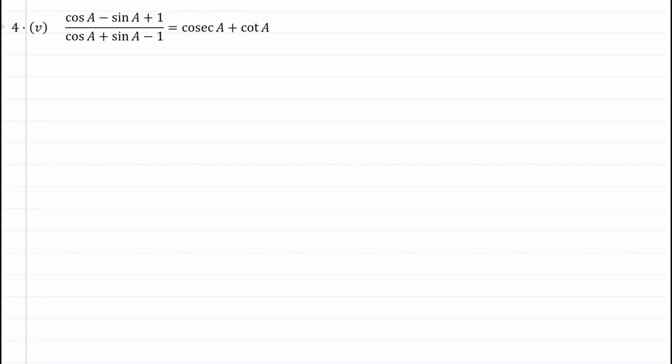To solve this, if you see the question on the left hand side, you have cos and sin, on the right hand side you have cosecant and cot, and if you see properly, if you divide cos A by sin A, you are going to get cot A, and 1 by sin A, you are going to get cosecant A. So the best way to solve this problem is convert this left hand side as per the right hand side by dividing them by sin A. That is the first step.